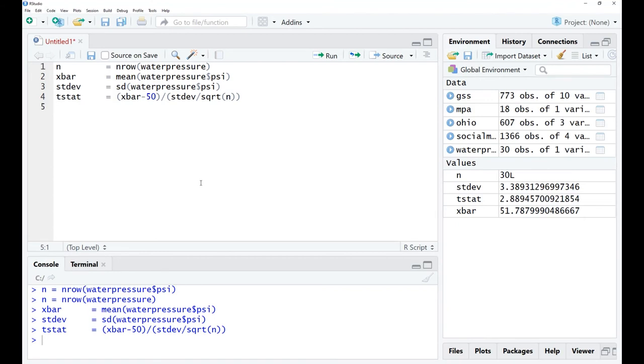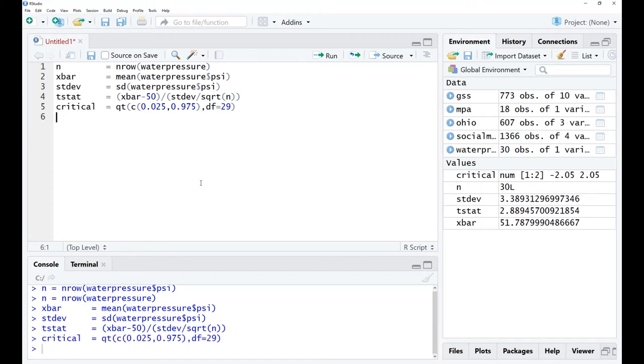So in order to calculate the critical value, let's just call it critical, you have to use the command qt. Remember that the q refers to the fact that you know the probability underneath the area, and the t refers to the t distribution. The two cutoff points would be 2.5% on the left side and 2.5% on the right side. So you have to enter the 2.5% on the right side as 0.975. You also have to enter the degrees of freedom, which are 29. So you can see now that the two critical values are negative 2.05 and positive 2.05.